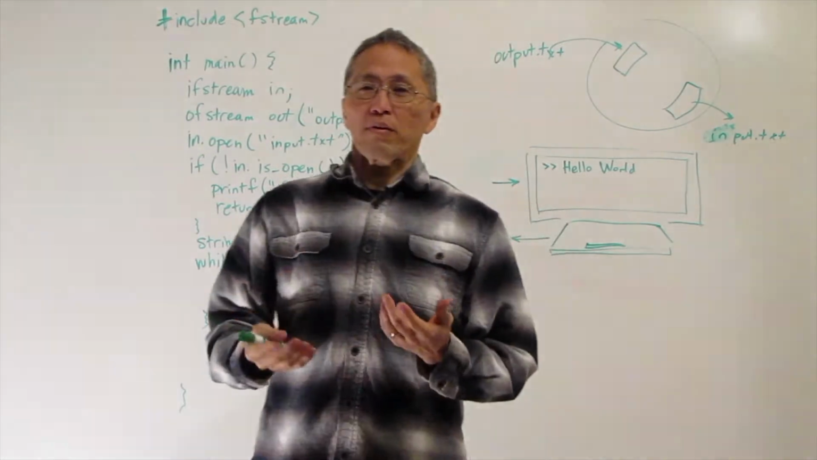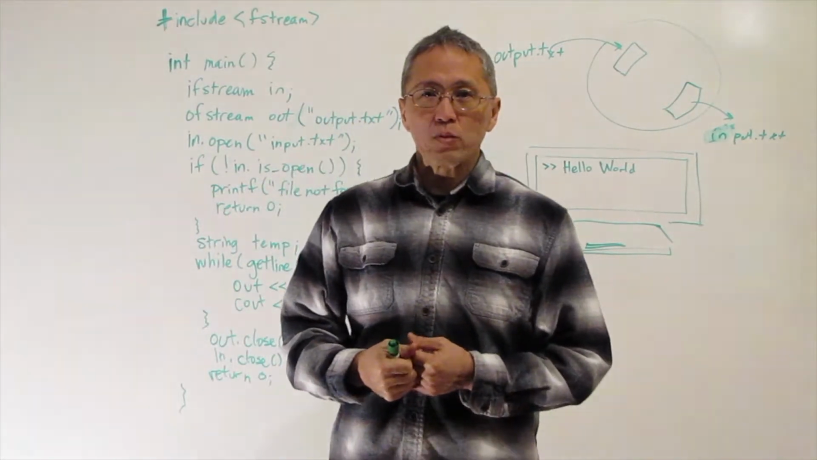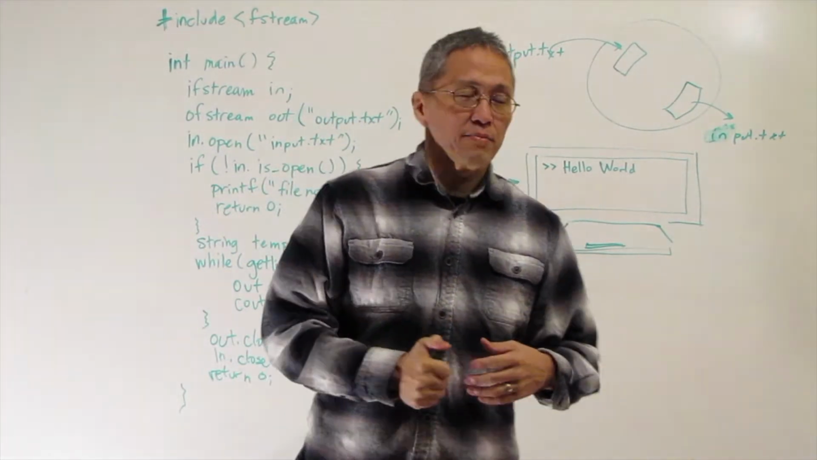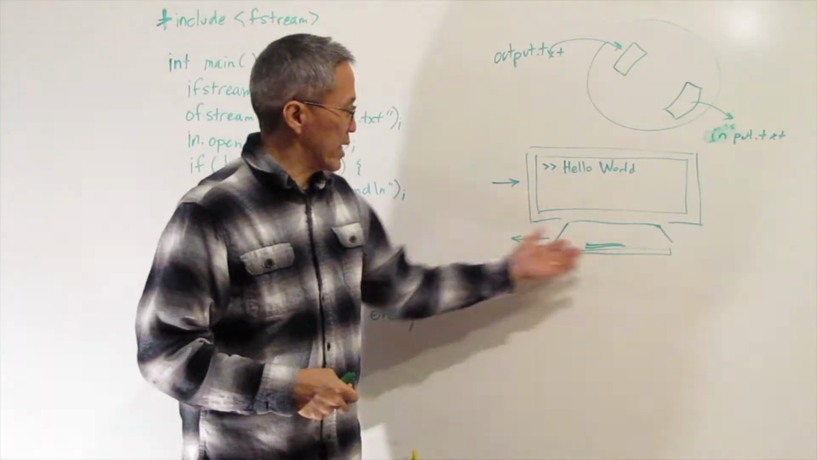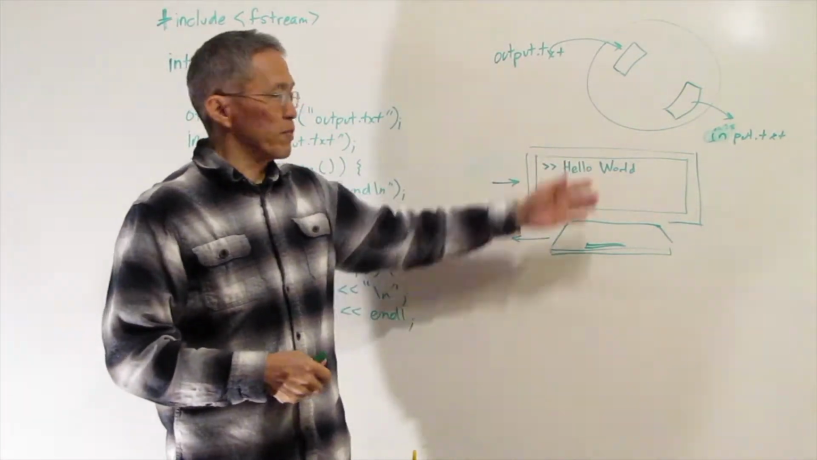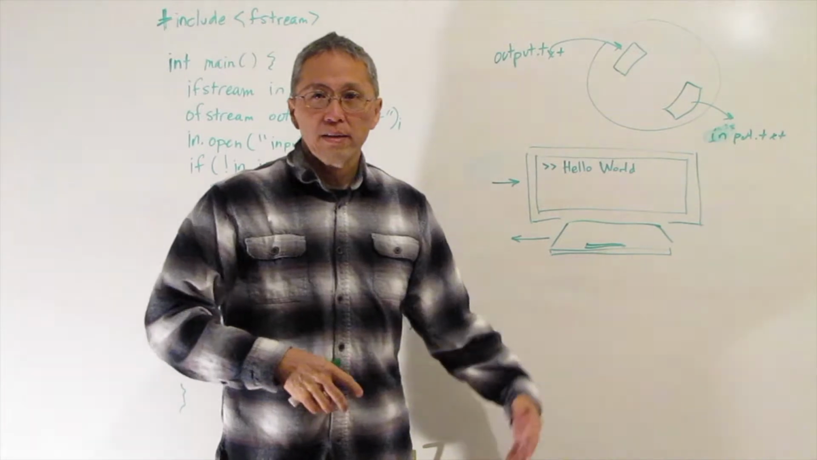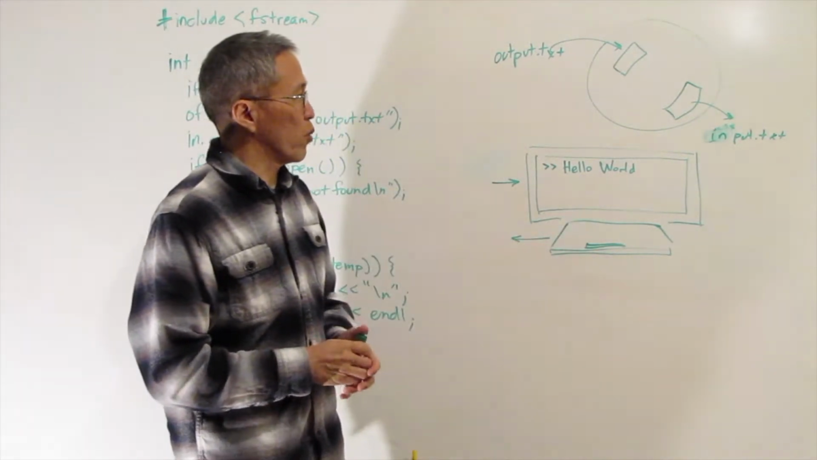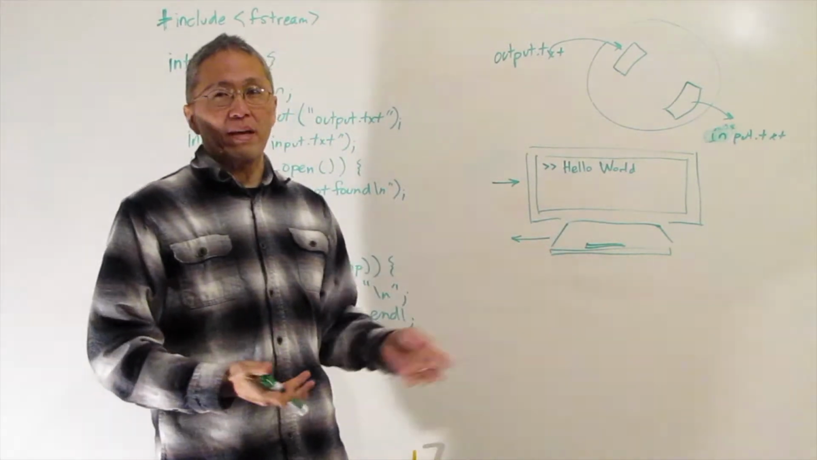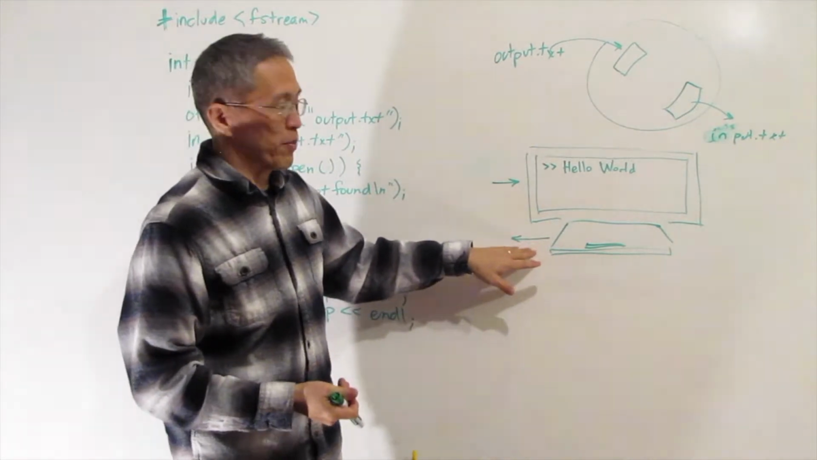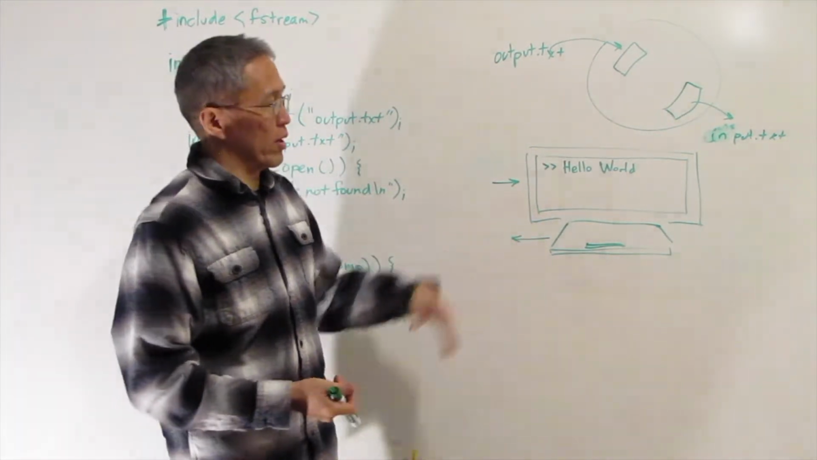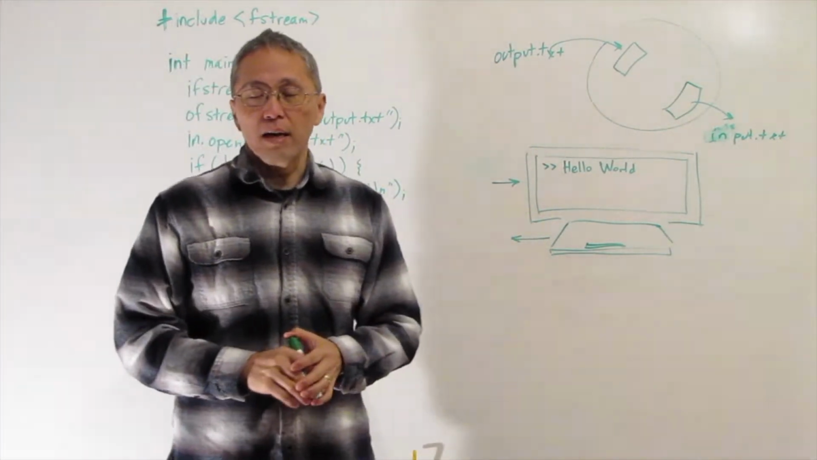So when we've done programs so far, we have merely gotten our input from the keyboard and our output has been on the computer screen, or our monitor. We can think of those as streams: our input stream has been the keyboard and our output stream has been the monitor.